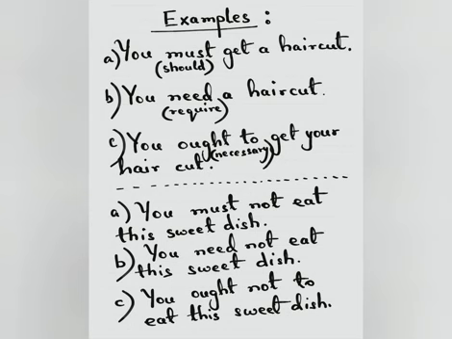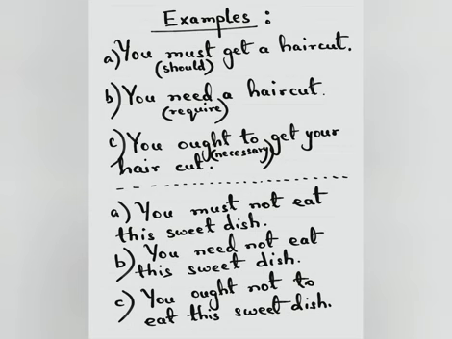You must not eat this sweet dish. Okay. So here, an absolute necessity is being implied, and the person is being forbidden, or he is being told not to eat the sweet dish. He should not eat the sweet dish.